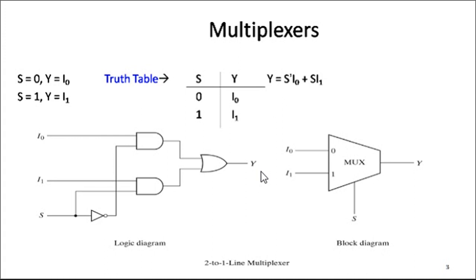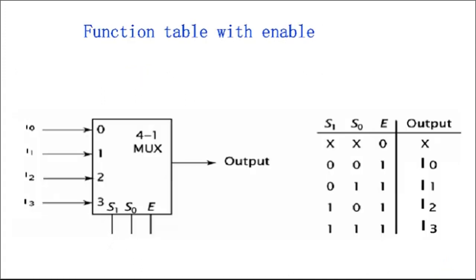In this way the multiplexer works: the 2 to 1 has 2 inputs, one select line and one output line. Now we'll see the function table with the enable line. This is the 4 to 1 mux, with 4 inputs and 1 output line. So 2 raised to n is equal to 4, n is equal to 2, 2 raised to power 2 is 4. That's why it requires 2 select lines, named S0 and S1, and E is the enable pin.